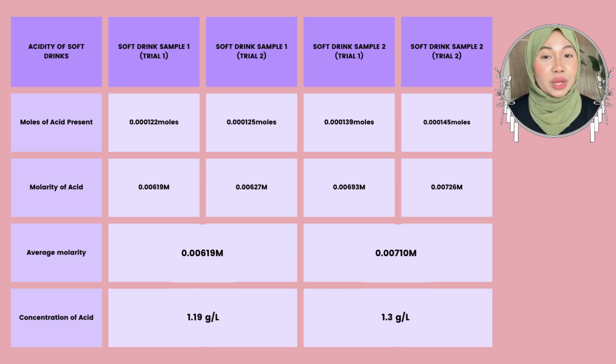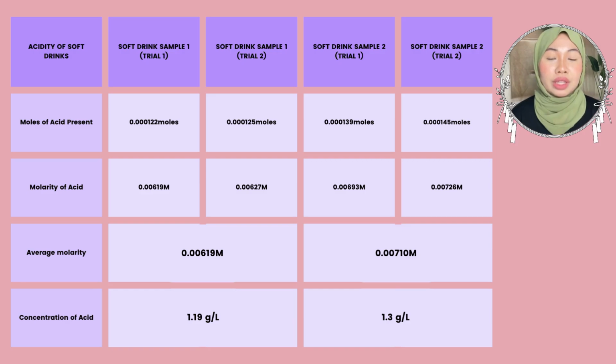In summary, this comparison table highlights that soft drink 2 consistently exhibits higher acidity across all measured parameters. It contains a greater mole count, a higher average molarity, which is 0.0071 molar, and a final total acid concentration of 1.36 grams per liter compared to sample 1's 1.19 grams per liter. This confirms sample 2 as the more acidic beverage of the 2 evaluated.